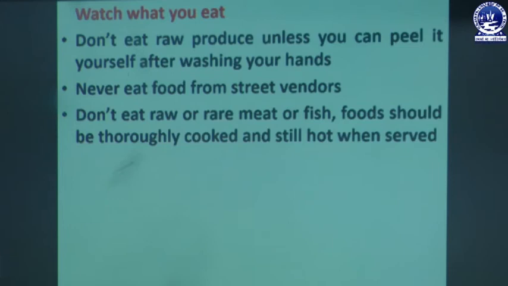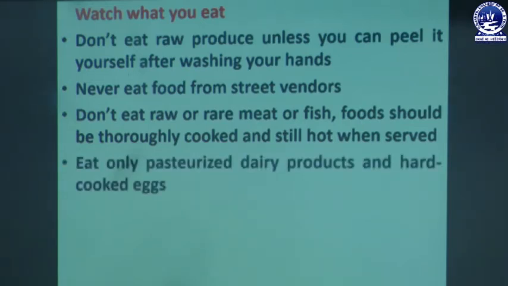Food should be thoroughly cooked and still hot when served. Don't eat raw or rare meat or fish, and always take food which is thoroughly cooked and hot at the time of serving. Always take hot food, and before taking food you can heat it, or always take warm food.